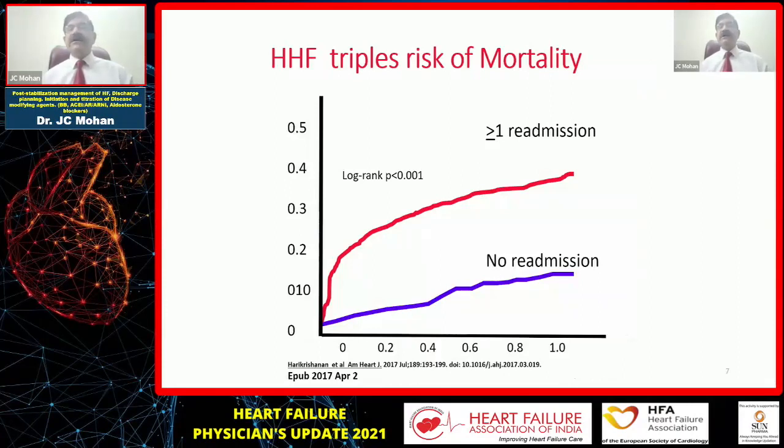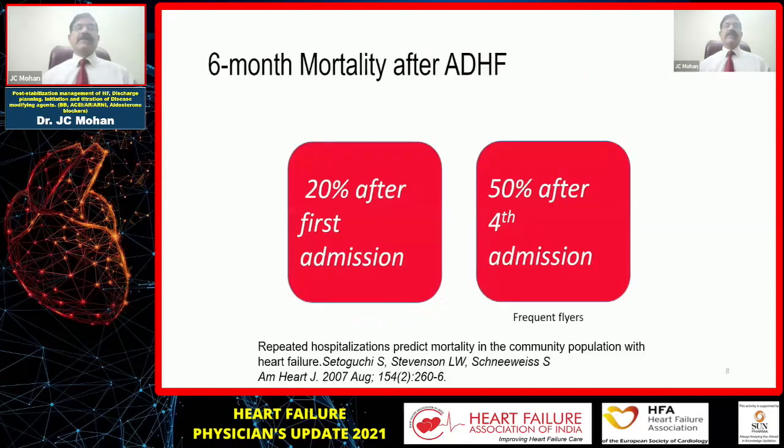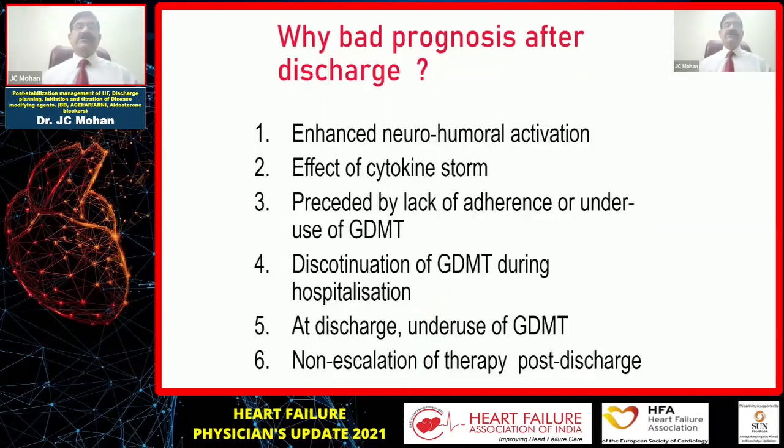Data from the Trivandrum heart failure registry again suggests that hospitalization for heart failure triples the risk of mortality. So a person who has been once admitted for decompensated heart failure is a high-risk phenotype anyway. And 6-month mortality is pretty high after one admission, and it becomes nearly 50% after the 4th admission.